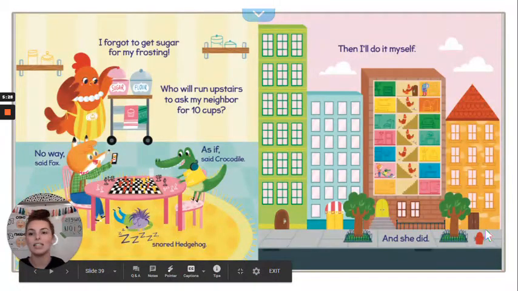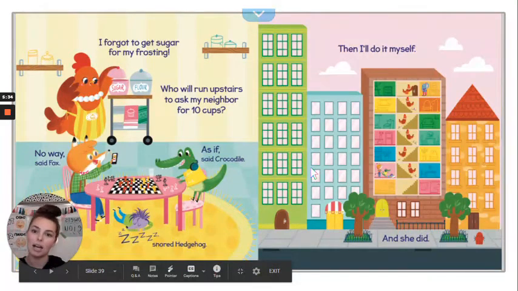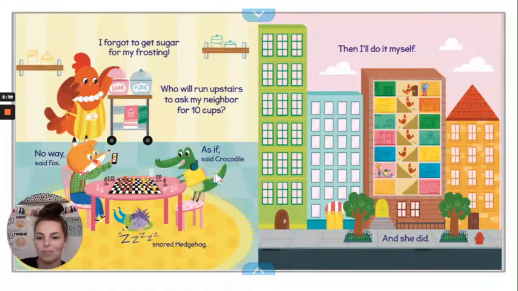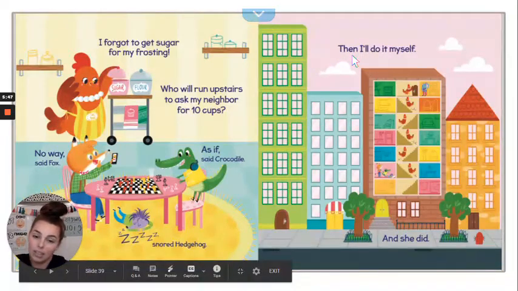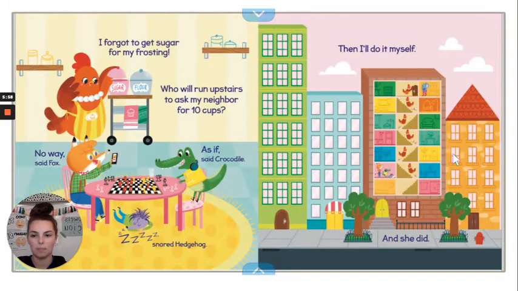I forgot to get sugar for my frosting. Who will run upstairs to ask my neighbor for 10 cups? No way, said Fox. As if, said Crocodile. Zzz, snored Hedgehog. Then I'll do it myself. And she did. She's going from that room all the way up to ask the neighbor.